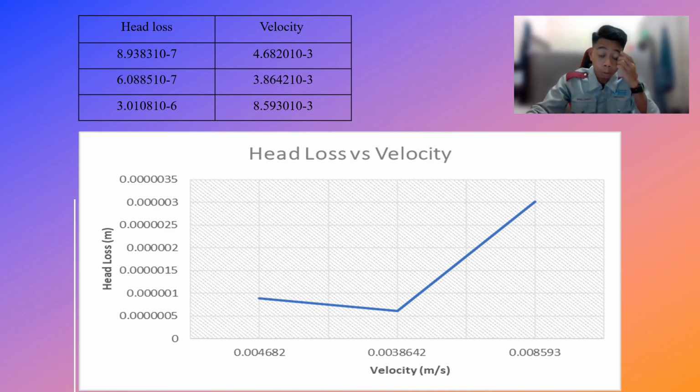So lastly, I want to show you the graph we get. This is a graph of head loss versus velocity. On the x-axis is the velocity in meters per second, and on the y-axis is the head loss in meters. As the velocity decreases, the head loss decreases, while as the velocity increases, the head loss increases. So that's all from me.